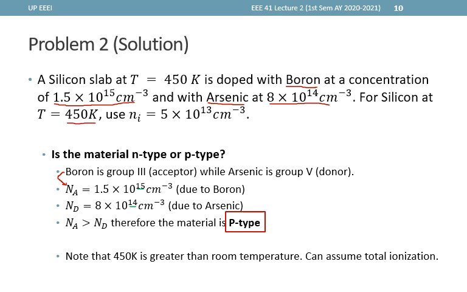The problem is actually more complicated if the material is at a temperature below room temperature, because in that case we cannot be sure if total ionization would still hold. But for this case, we can assume total ionization.